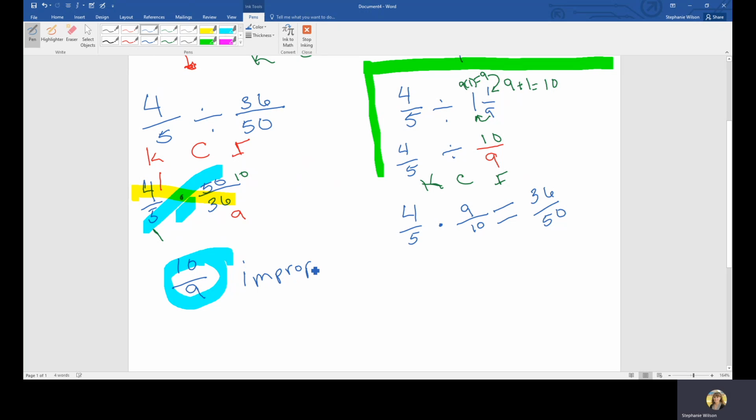Improper means that the number in the numerator, the number on top, is larger than the number on bottom. If the number on top was smaller than the number on bottom, then that means it would have been proper. But in this case, we have improper. The numerator is larger than the denominator. That means we can convert this back to a mixed number. And let's do that just in case you come across a problem, you have to do that too.